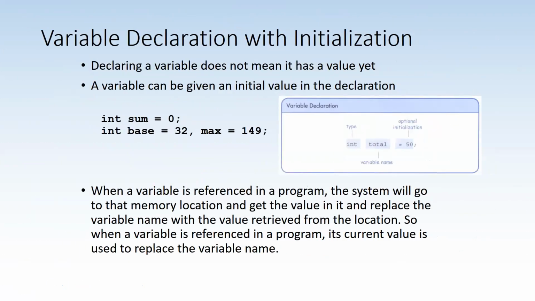So variable declaration with initialization, that means when you declare the variable, you give it a value. It looks like this. The value is 0. So when you do this, the operating system will give you a location. The name for that location is sum, and the value stored in that location is 0. That's called variable declaration with initialization. You give it an initial value when you declare it.